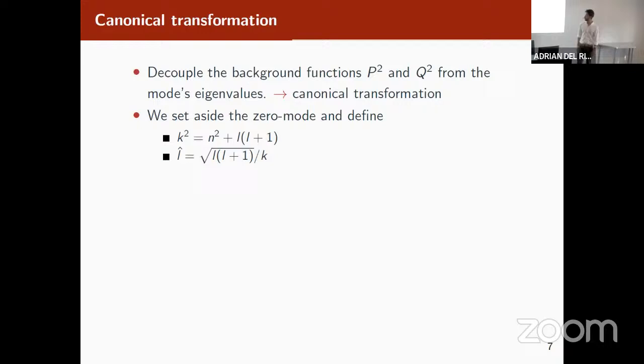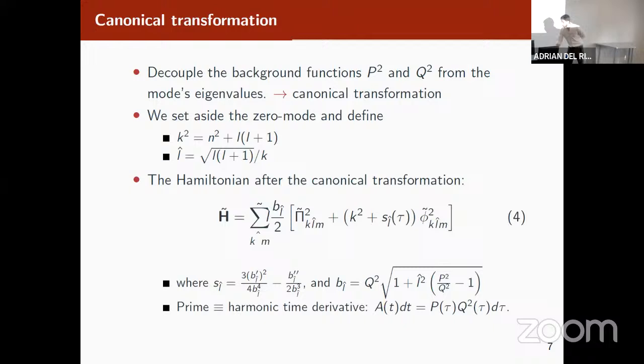Then, the canonical transformation that we introduce is the new field will be basically just rescaling of the original momentum by the square factor of this guy over here, which we call B hat. As you can see, given the anisotropic system, we are forced to introduce that this canonical transformation must be time dependent and mode dependent, because P squared is dependent on time and L is dependent on the mode.